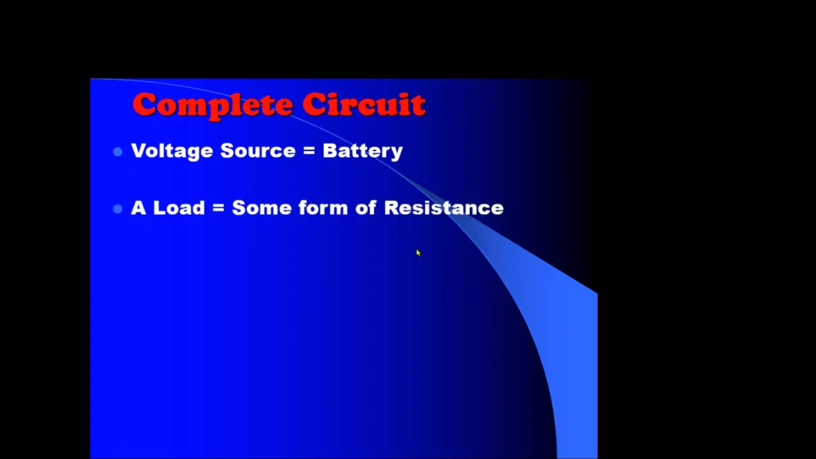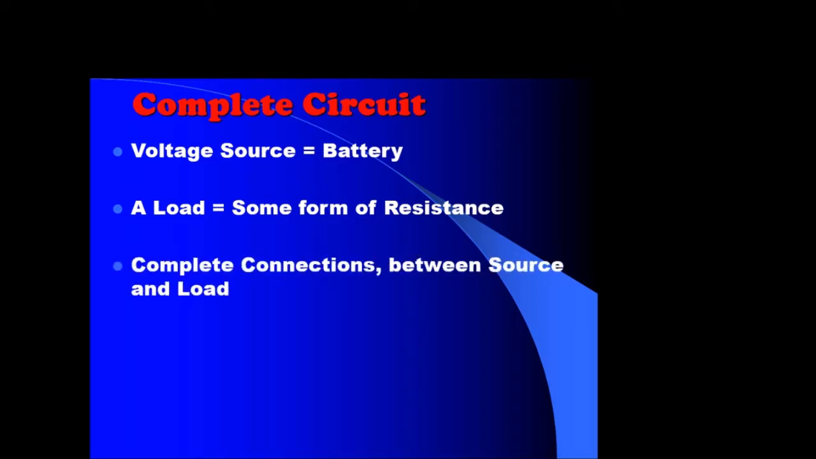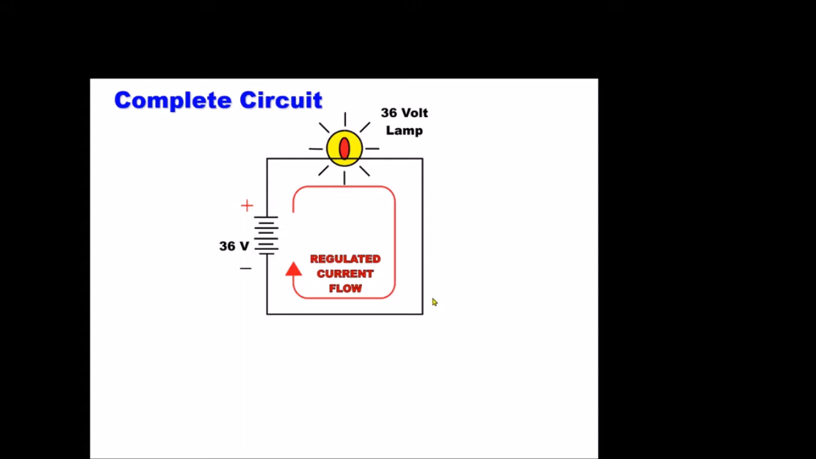All right, so a complete circuit we've talked about. We need our voltage source, which is our battery. We need our load and some form of resistance to regulate our current. And we need complete connections between the source and the load. So here is our complete circuit. We have our electrical pressure. We have a resistive load. We have a regulated current flow through it.